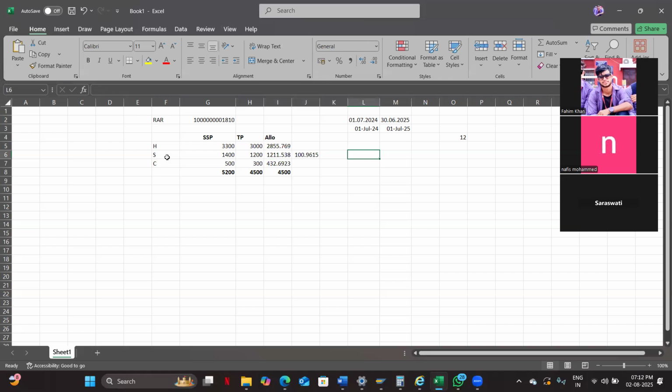Firstly, I will take an example here. You can see this is the start date and end date. That means this is a 1 year contract. For 1 year it should be calculated per month. So if we divide it by 12, this is the per month price.